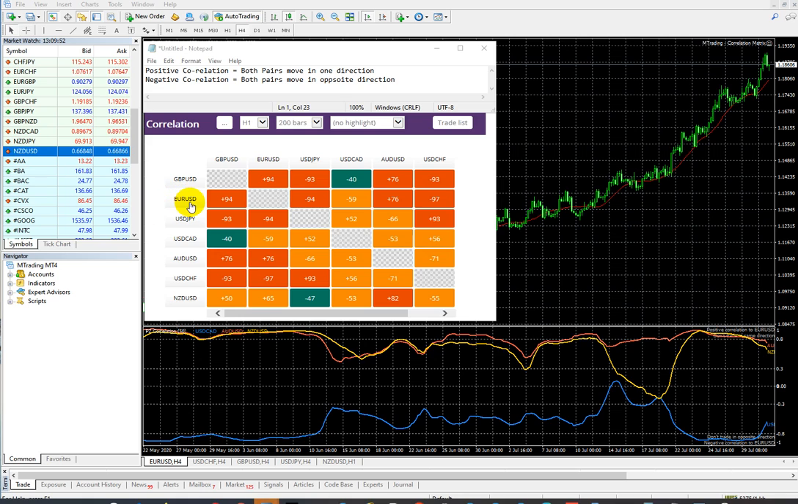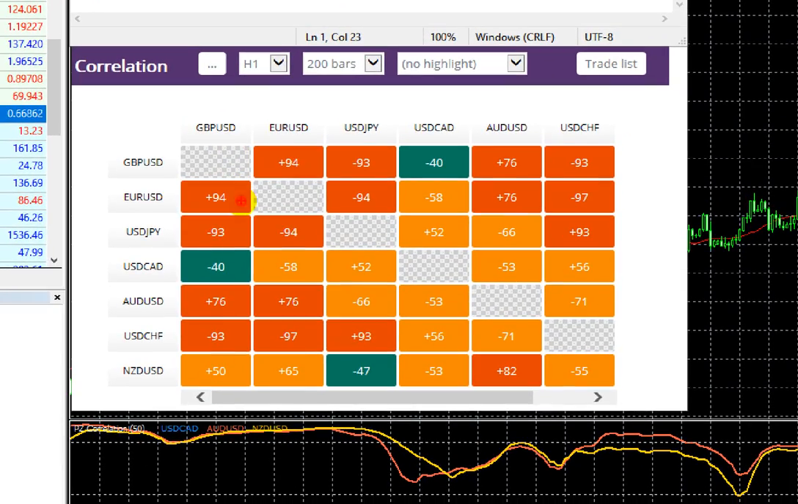As you can see, this is EUR/USD, and here is GBP/USD. Let me zoom in to understand better. This is GBP/USD, this is EUR/USD, and there is a positive correlation of plus 94. The higher the number, the stronger the correlation. The lower the correlation number, the weaker the correlation between these two pairs.